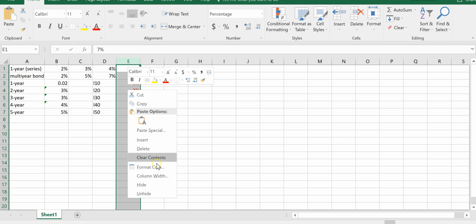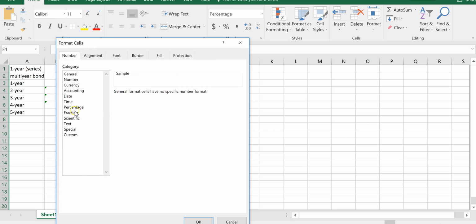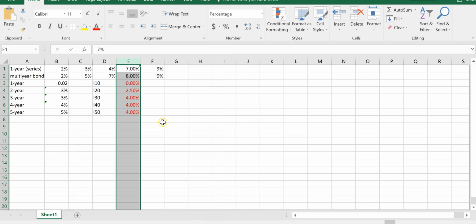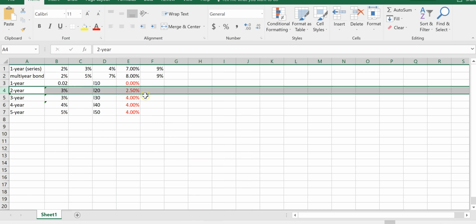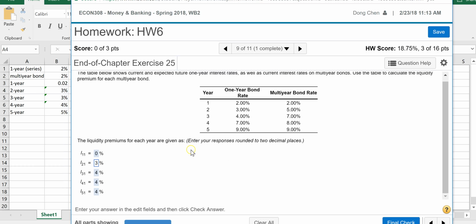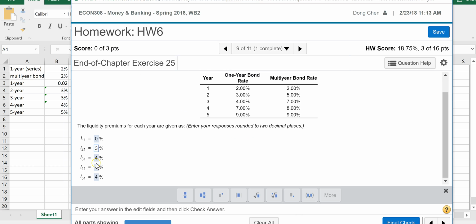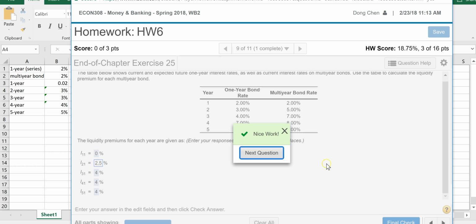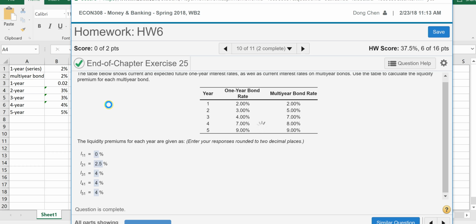The question might be, did I keep 2 decimal places? Let me do that. So in this case, you can see the number here is actually 2.5%. The entry response is rounded to 2 decimal places. I actually made a mistake, which I often advise you against. So this is 2.5% rather than 2%. Nice work. All right.